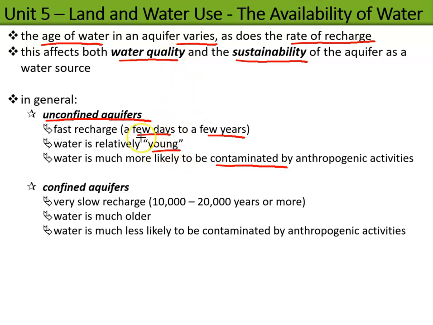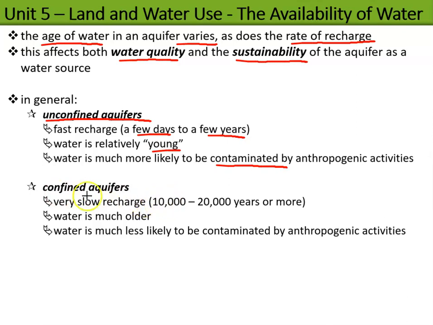So this water, because it has a very fast recharge, is very young. It hasn't had the opportunity to be thoroughly filtered and cleaned, which is one of the primary functions of soil, to clean and filter water. It hasn't gone through that filtration process because it recharges very quickly. So it's much more likely to be contaminated by things that humans have done.